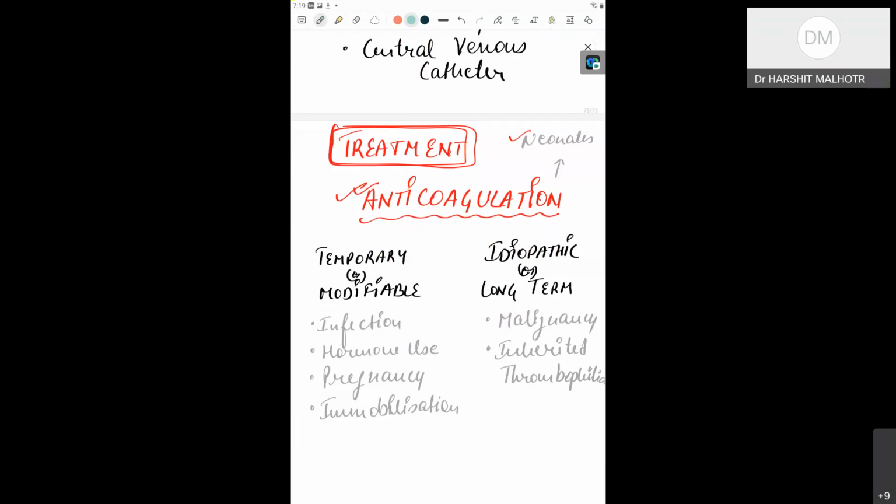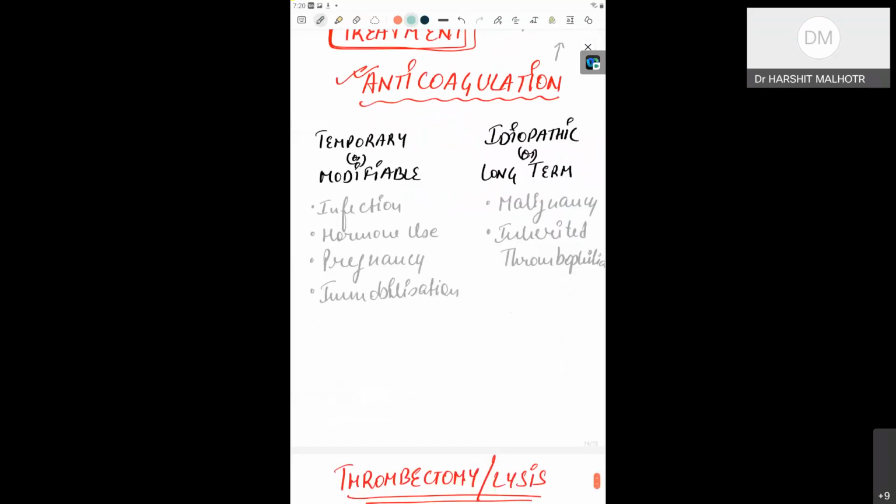But then, as per the cause, if it is a temporary or modifiable cause, like infection, hormone use, pregnancy, or immobilization, then we do the anticoagulation for a limited time period, like 3 to 6 months. But if the cause is idiopathic, or if there is a long-term disease involved, like malignancy or inherited thrombophilias, then lifelong anticoagulation is deemed necessary.